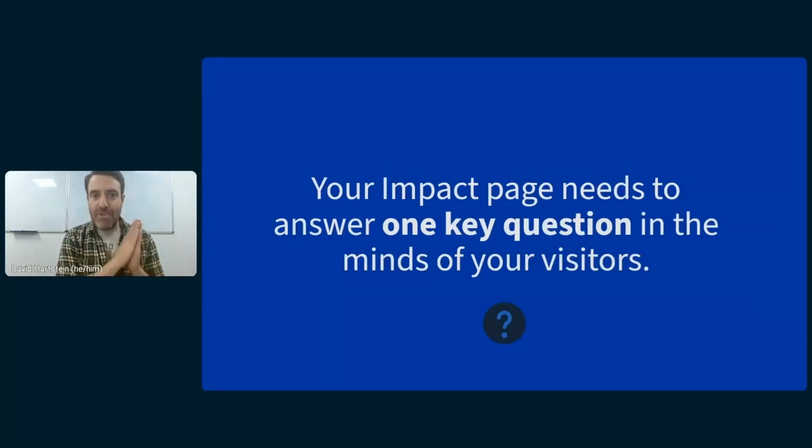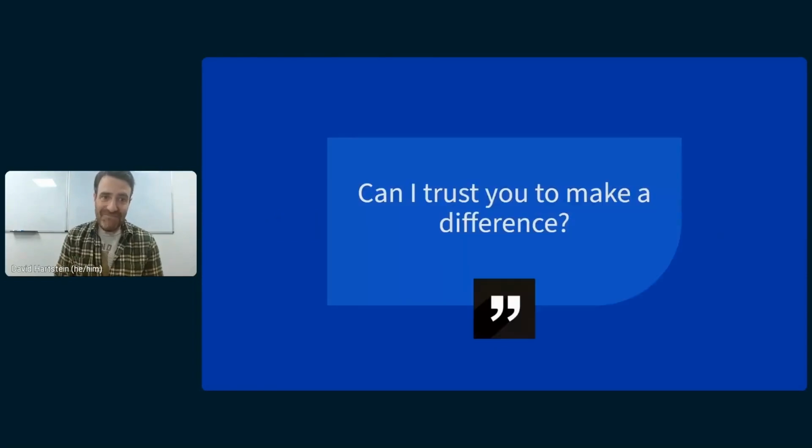At the end of the day, your impact page needs to answer one key question in the minds of your visitors. Can I trust you to make a difference? This is really the central question that your impact page needs to be able to answer. Can I trust you to make a difference, right? Not just what difference are you making in the world. That's certainly part of it, but it really goes deeper than that.